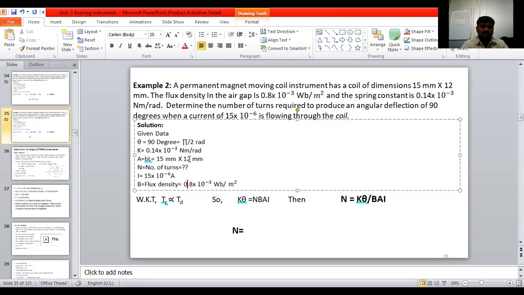101.8. 101.8. Any other answers? How are they joining here? Roll number 32, roll number 28.